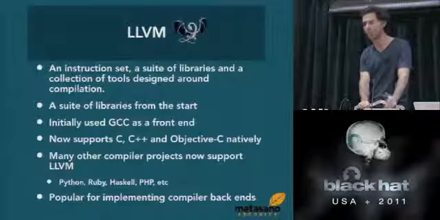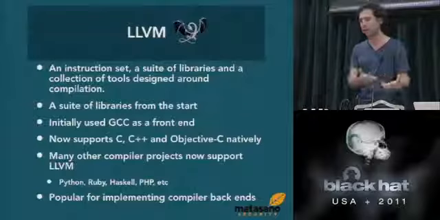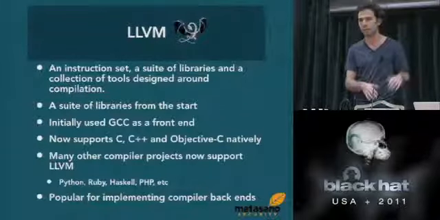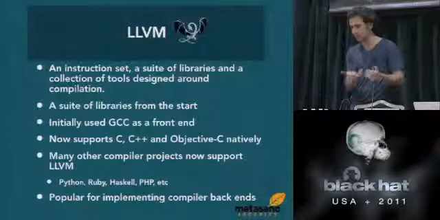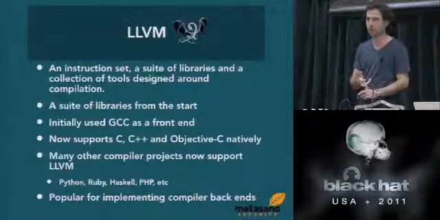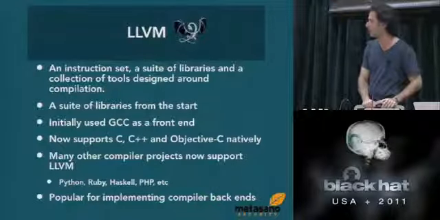LLVM produces a suite of libraries that's used for everything from parsing code to optimizing code. Optimizing is how the project got its start, as Chris Lattner's thesis in the early 2000s. And it also obviously includes a JIT engine, it includes a linker, and it kind of does everything that you might want to do with compilation.